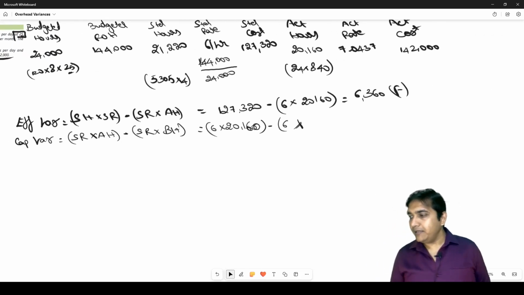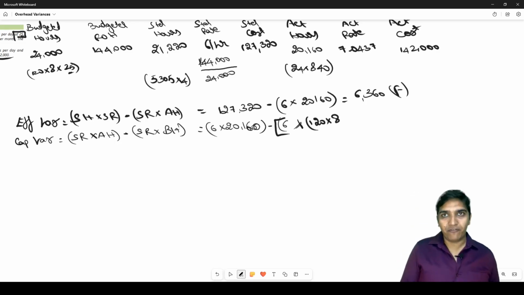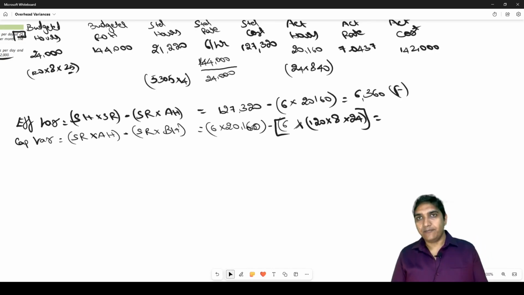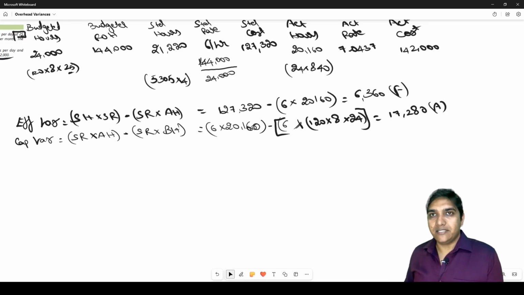So the formula, how do we calculate this, would be 120 into 8, that is 120 machines into 8 hours per day into 24 days, right? So we will get 17,280 adverse.